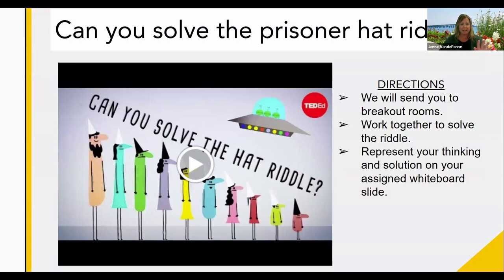So on the next slide, it is a little bit bigger, Chris. So she's going to play that. And after that, we're going to send you out into breakout rooms. You're going to work together to solve your riddle in your breakout rooms. But remember to represent your thinking and how you come up with your solution on your assigned whiteboard slide. So let's watch that video first.